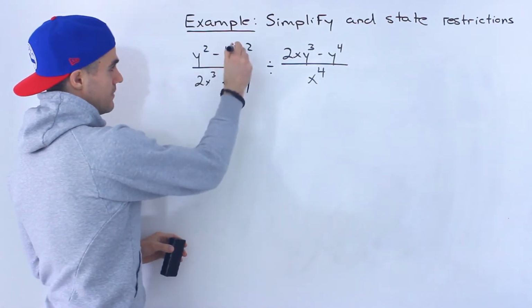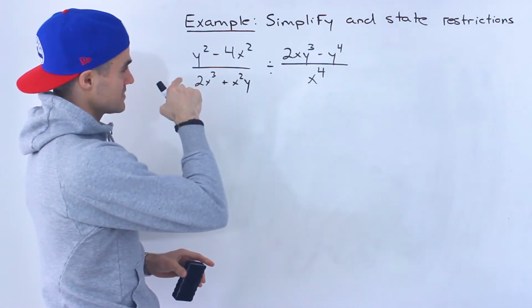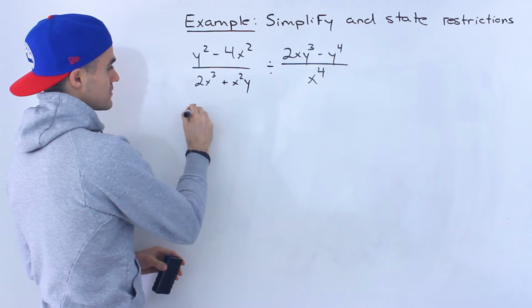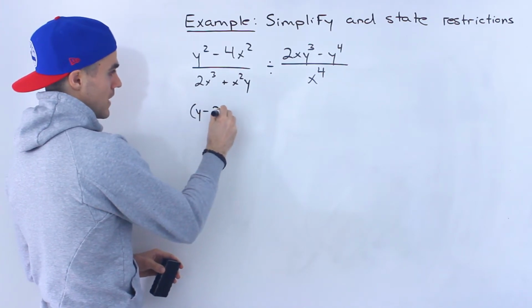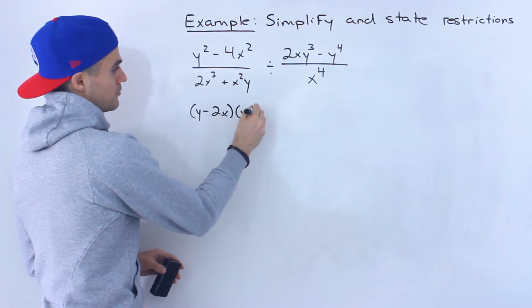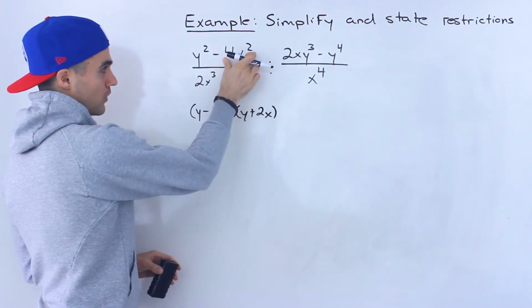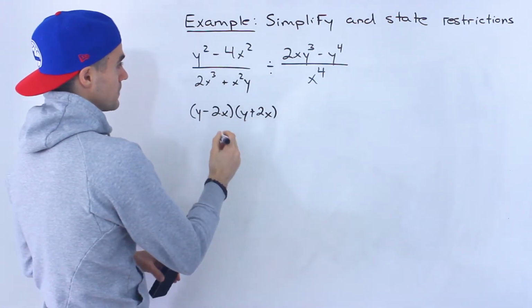In this numerator, y squared minus 4x squared, notice that that's a difference of squares. So this factors into y minus 2x and y plus 2x, right? The square root of y squared is just y, the square root of 4x squared is 2x, and then we change that sign in the middle.